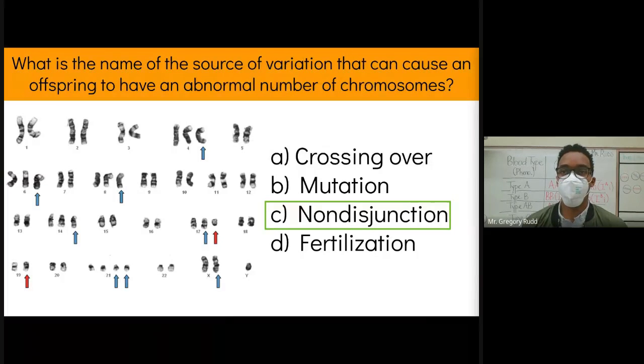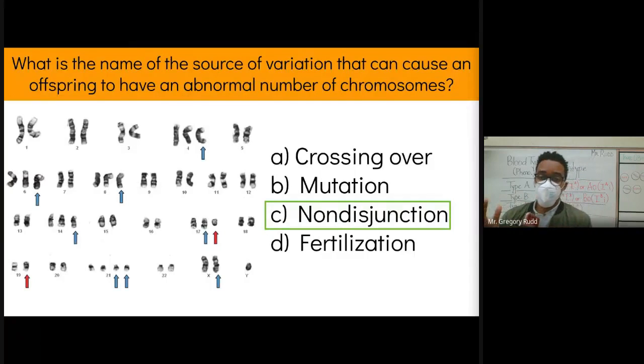So non-disjunction is when during meiosis, and I probably should have included an image, so my apologies, the chromosomes don't separate properly. And so one of the 4 gametes that is produced as a result of meiosis, one of the 4 sex cells, is going to get an extra chromosome, and one of them is going to get 1 fewer chromosome than it should. Oftentimes this takes place in sperm cells. So unfortunately, fathers are also more likely to be the cause of these chromosomal abnormalities.